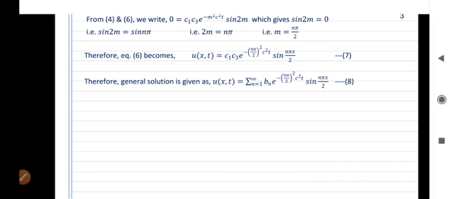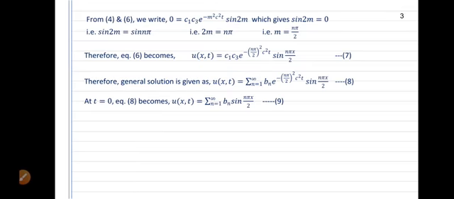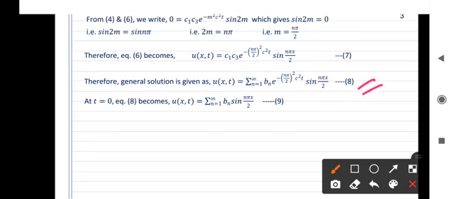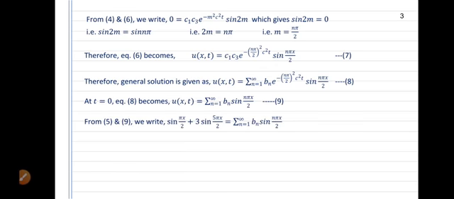Now third condition is for t equal to 0. For t equal to 0, u of xt is sin pi x by 2 plus 3 sin 5 pi x by 2. So let us use that third condition. For t equal to 0, this result 8 becomes like this. But already we are having the condition for t equal to 0 from equation number 5. So from 5 and 9 we write sin pi x by 2 plus 3 sin 5 pi x by 2 is equal to this series of solutions.